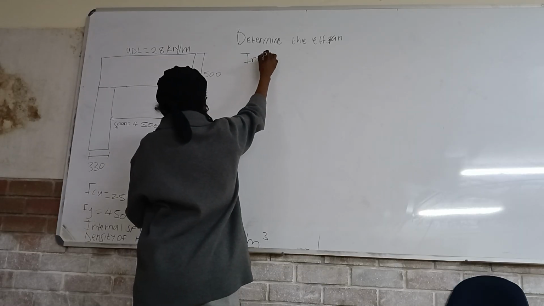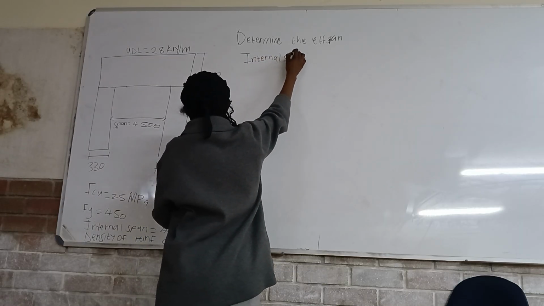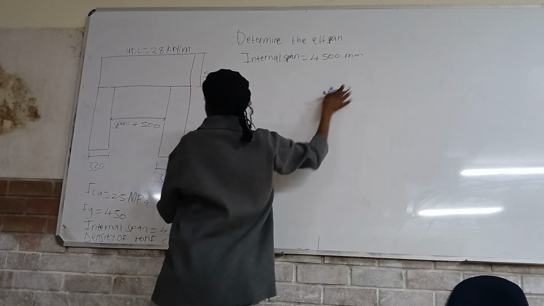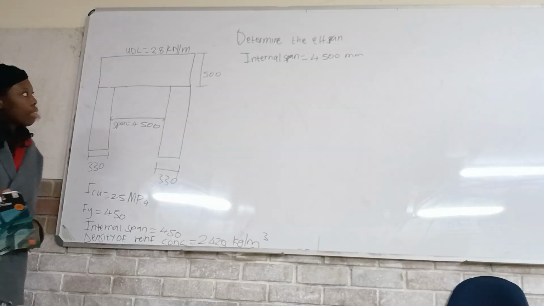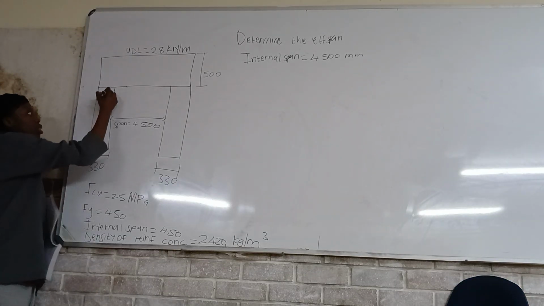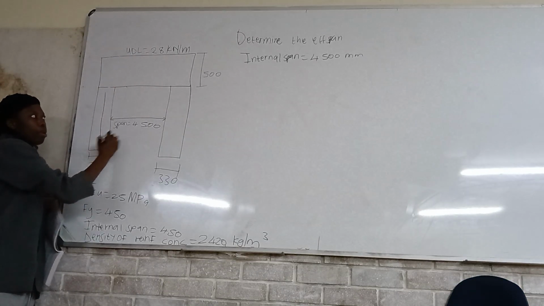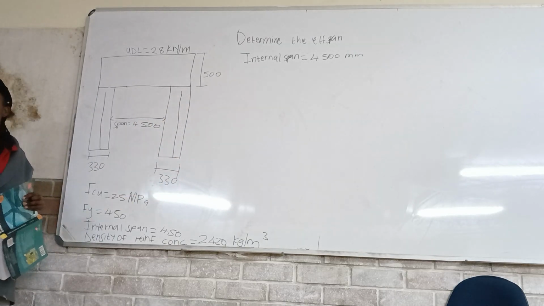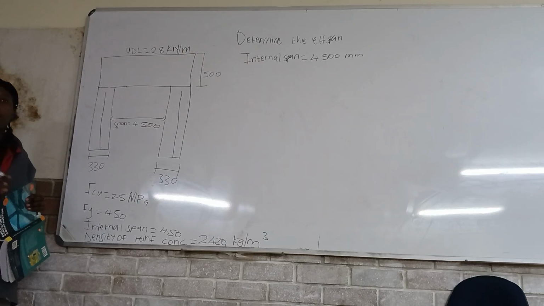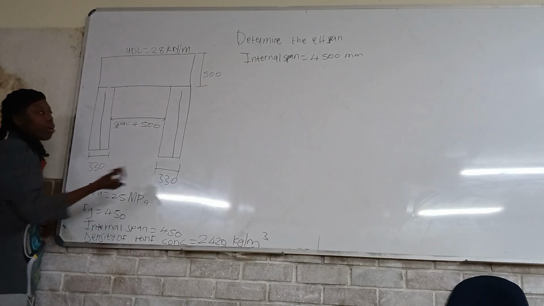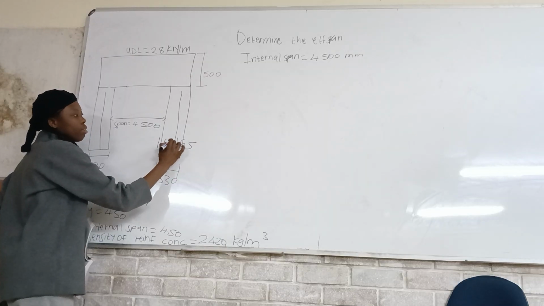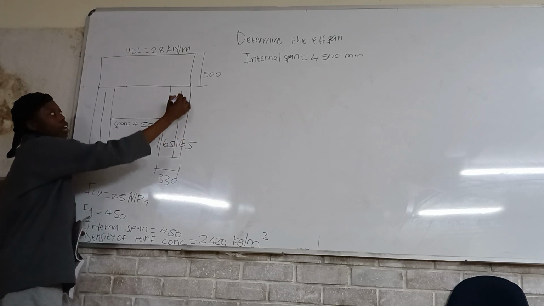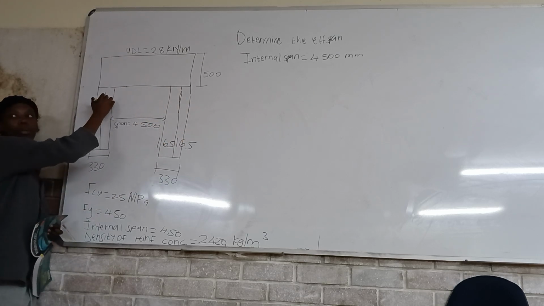So we have an internal span which is equal to 4,500 millimeters. When they want the effective span, it essentially starts in the middle of the brick wall. So 330 divided by 2 gives me 165 this side, 165 this side. Again, we're dividing our wall into 2. The effective span should start in the middle of the wall until the middle of the other wall.